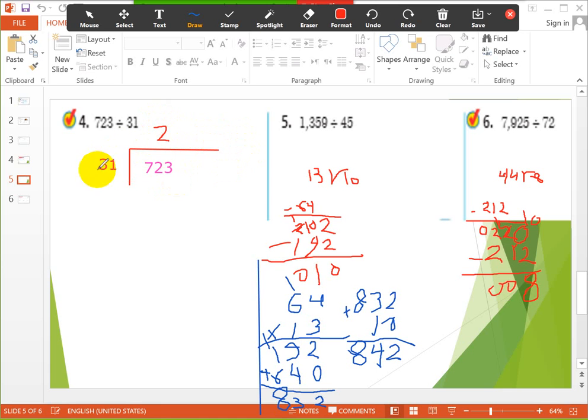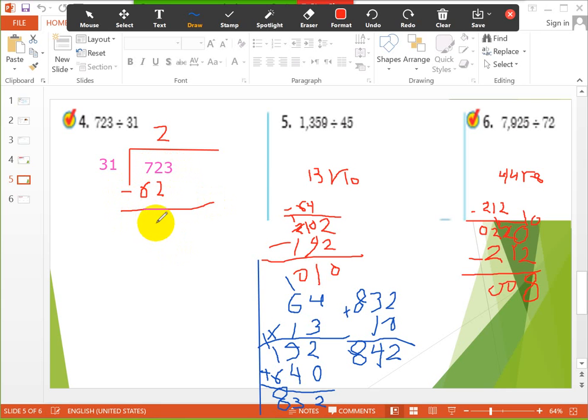Now 2 multiply 31. Girls, if you don't have a space, use the sticky note, okay, or a white paper. Now I will multiply 2 with 31. 2 multiply 1 equals 2. 2 multiply 3 equals 6. So I will write it under 72. Now 72 minus 62. I think very easy.